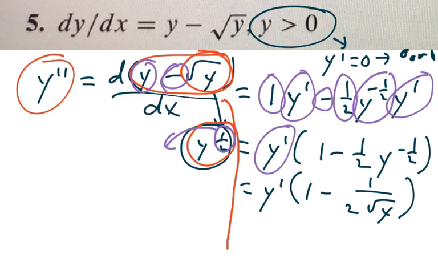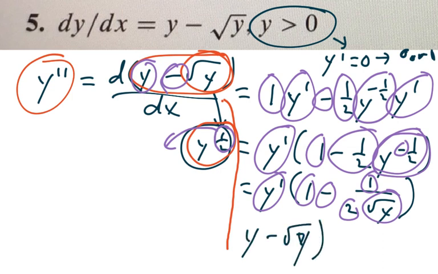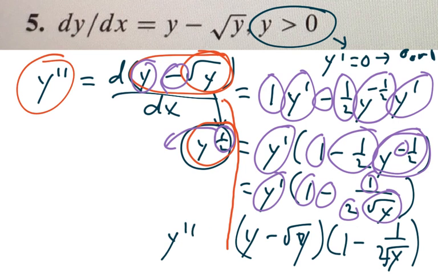We can factor out our y prime, and we have 1 minus 1/2 y to the negative 1/2, which means y prime times 1 minus 1 over 2 square root of y. And remember, that negative exponent means it's a square root, but it's in the denominator. So continuing on, we know our y prime is y minus square root y, times 1 minus 1 over 2 square root y. That is actually y double prime.